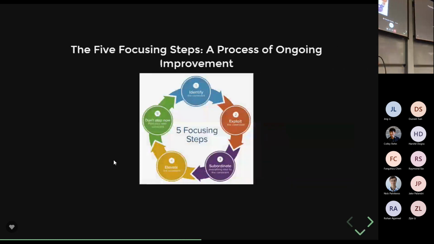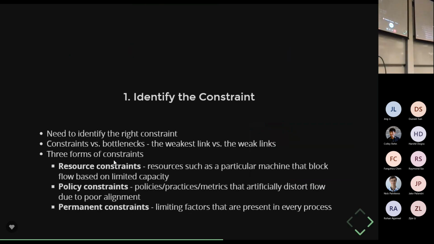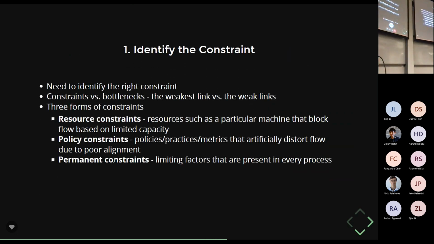So let's now go through the 5 steps, the 5 focusing steps of theory of constraints. And this is a process of ongoing improvement. The first step is to identify the constraint. It's really important that you identify the right constraint, because if you identify the wrong constraint, then the system as a whole won't improve, right? You have to fix the weakest link.